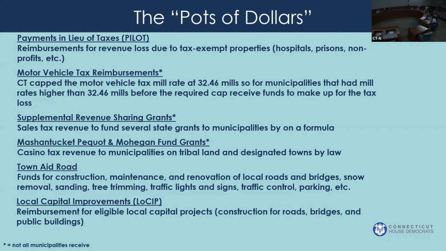For the motor vehicle tax reimbursement, you will see that I have this asterisk. Anything on this slide and the next means that not every municipality gets that money. So what is the motor vehicle tax reimbursement? Two years ago, we capped the motor vehicle tax mill rate at 32.46 mills. Now you're probably saying, what does that even mean? Basically, there is a huge disparity in how municipalities are taxing various motor vehicles. I want to say in Waterbury right now, the mill rate's 67. But if you go to Ridgefield, the mill rate is 19. Guess who's paying less taxes?